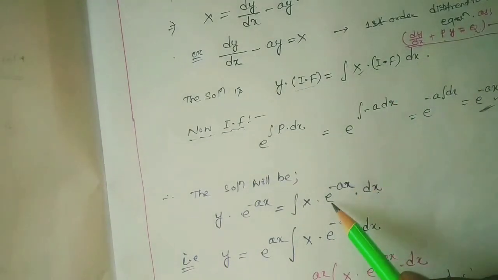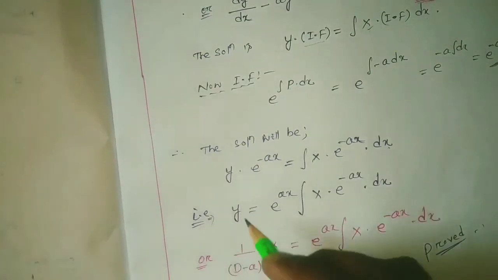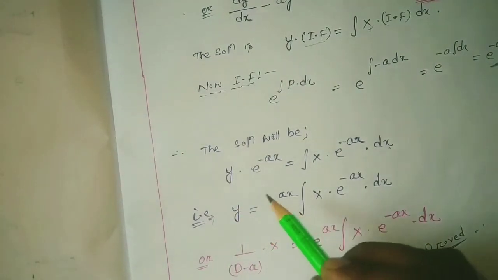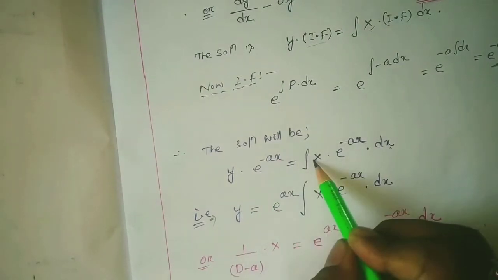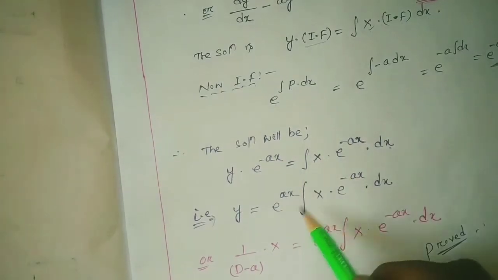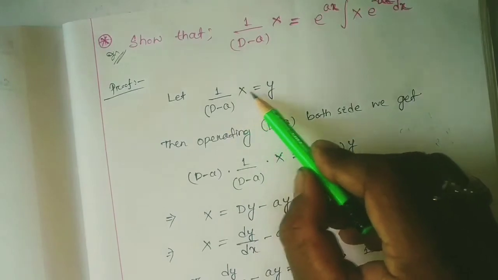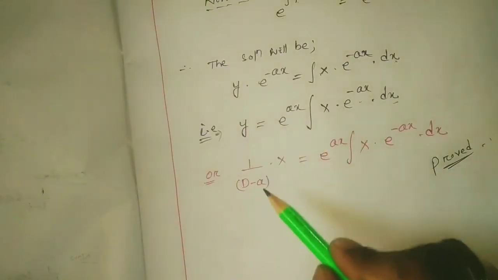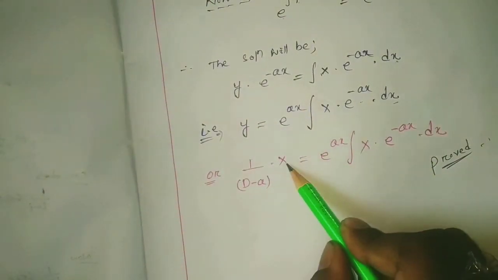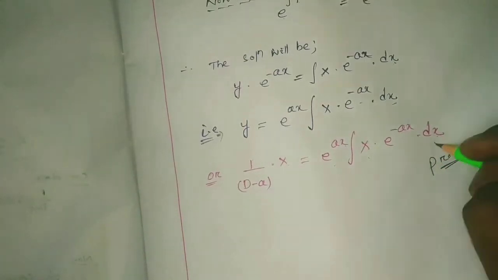Integrating factor means e to the power minus ax dx. So that implies y equals e to the power ax, this on your left hand side, this is your e to the power minus ax, taken to the right hand side. So it will be e to the power ax integration of x into e to the power minus ax into dx, right? Initially we considered that 1 by D into x equals y, or y is nothing but this one. So here instead of y we can substitute 1 by (D minus a) into x equals e to the power ax integration of x e to the power minus ax into dx. So hence proved.